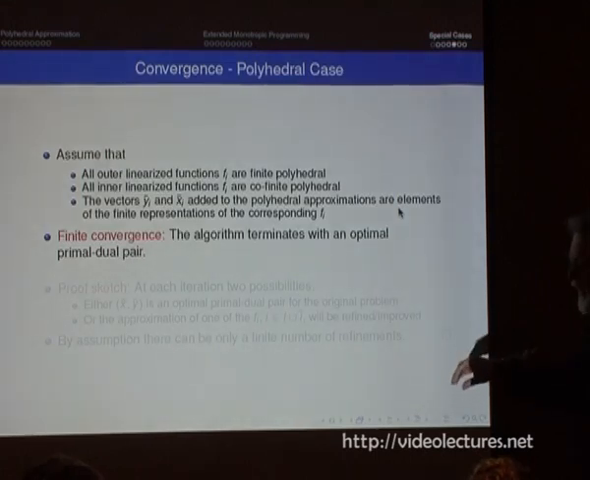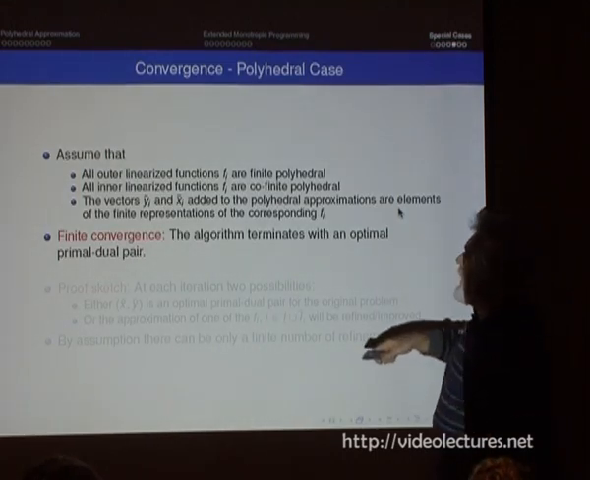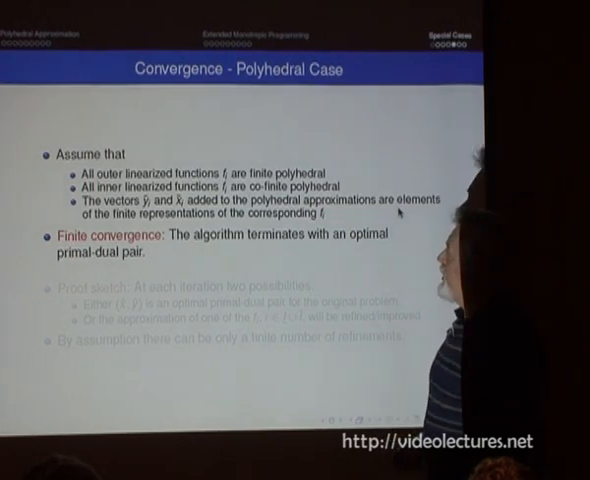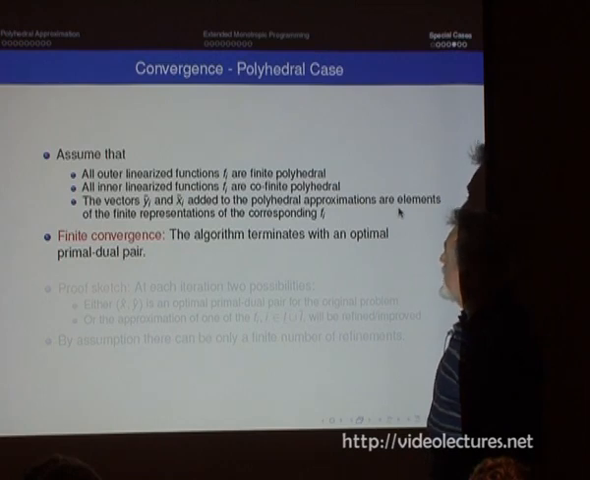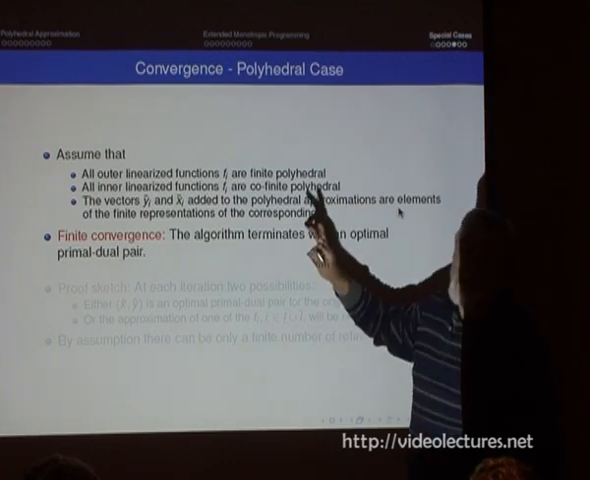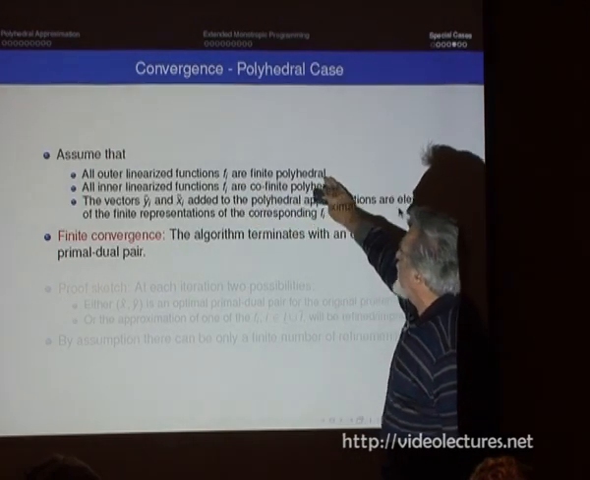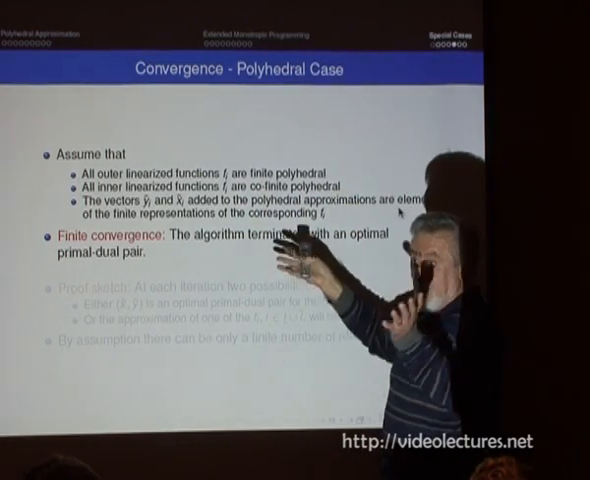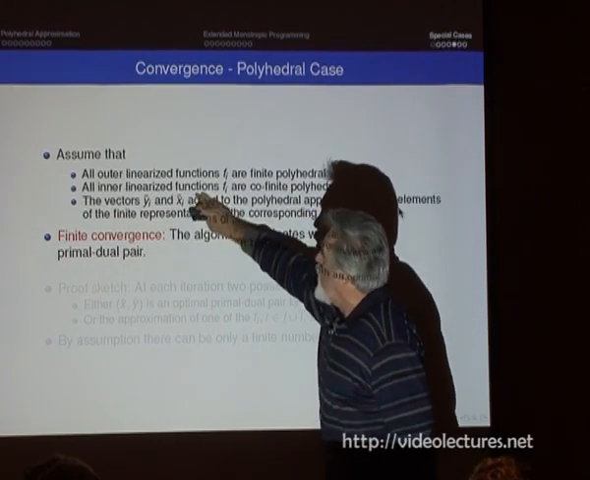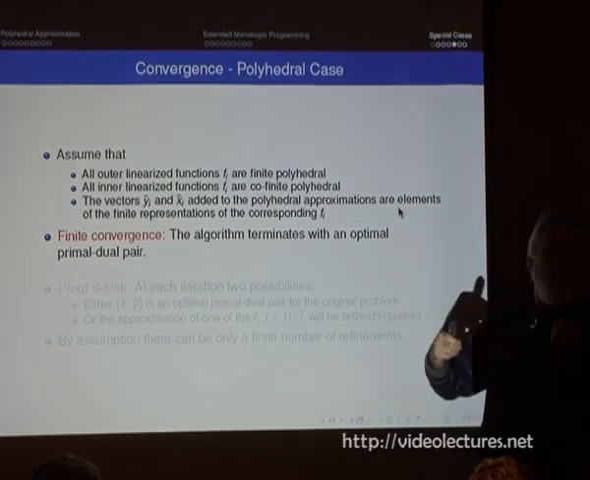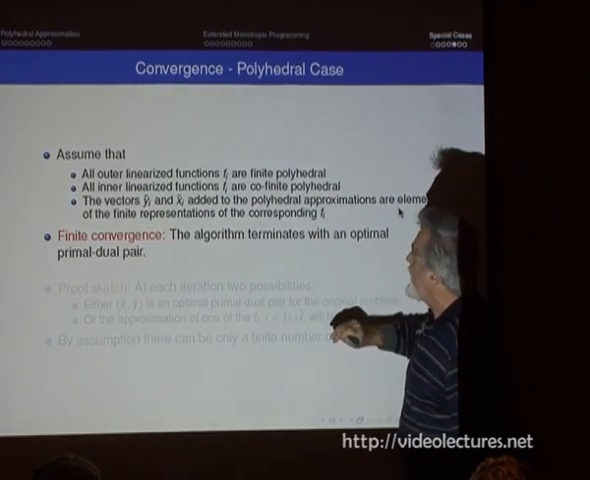So let me say a few things about convergence. Convergence is a little tricky. It's not as simple as you might think. And in fact, I'm still working on it. Let's distinguish between the polyhedral case, where all outer linearized functions are finite polyhedral, finite meaning real valued, and all inner linearized functions are cofinite polyhedral, meaning that their conjugate is finite.